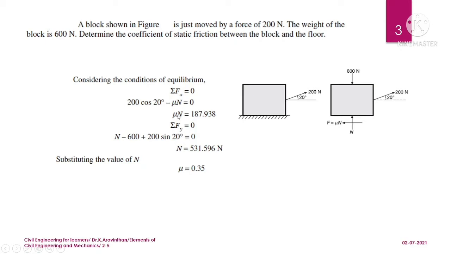If you substitute in this equation, you will be getting mu here. So the coefficient of friction here is 0.35. The coefficient of friction will be between 0 and 1. So this is the value. Whenever you are getting the coefficient of friction, make sure that it is from 0 to 1.